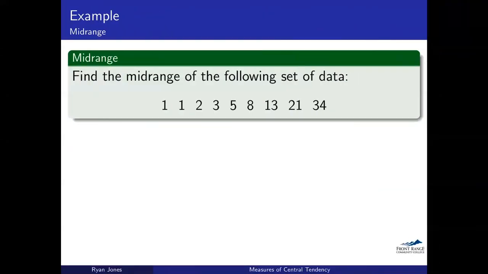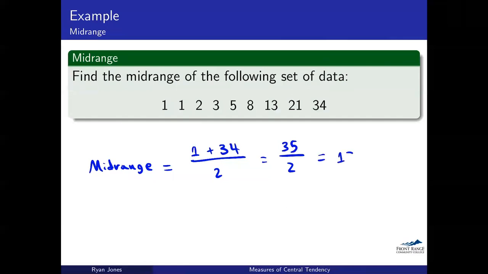So with this data set here, I could say that the mid-range is the average of the smallest and the largest data values. So 35 over 2. 35 over 2 would be an acceptable answer. You could also write 17.5, and that would be our mid-range right there.